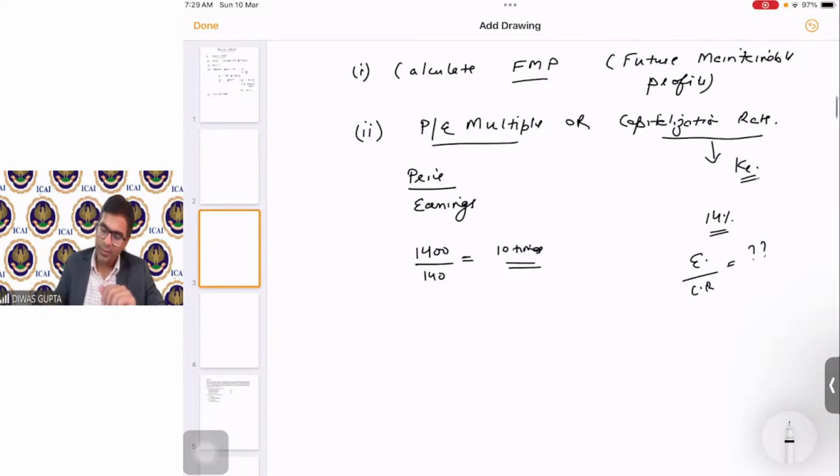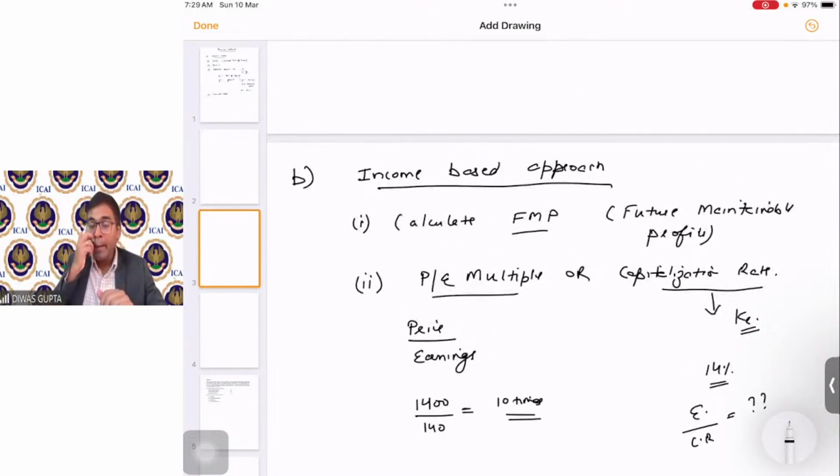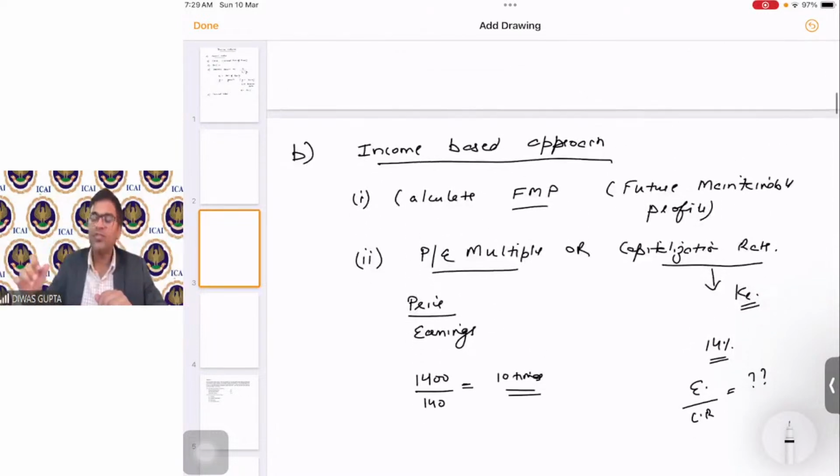Okay, students, so this is all about the income-based approach. In this, first we try to calculate the future maintainable profit. We will not see the current state of profits. We will see how much of those profits are sustainable, how much we can rely upon in future, and then we apply the PE multiple or capitalization rate, whichever way it is given in the question.